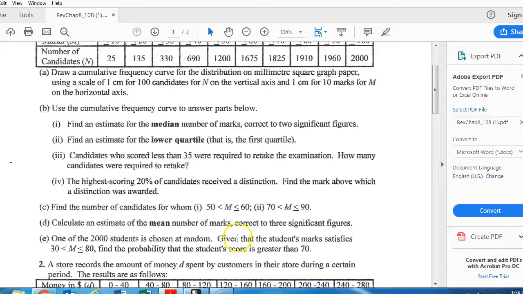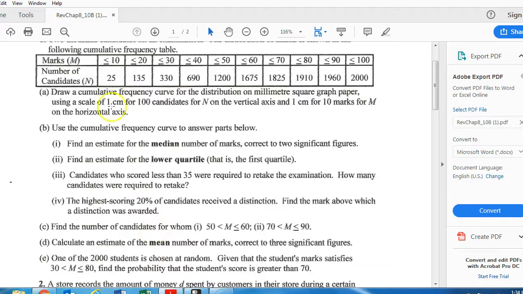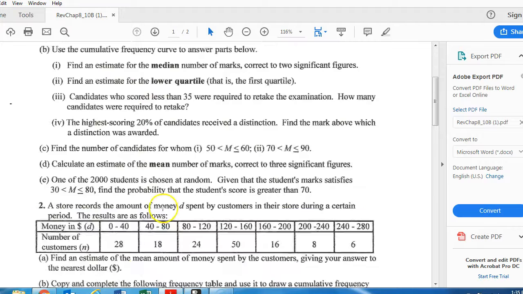Part D, calculate an estimate of the mean. We're not going to do that part because you would only be doing that if you had the raw data table like you see in number 2. This is raw data, and we should be able to calculate a mean from this using our calculator. But you're not going to have to do it from this where you're given the cumulative frequency table and a graph only. So let me just go over one more thing with you. We're going to skip E as well because that's not something we're going to be tested on.